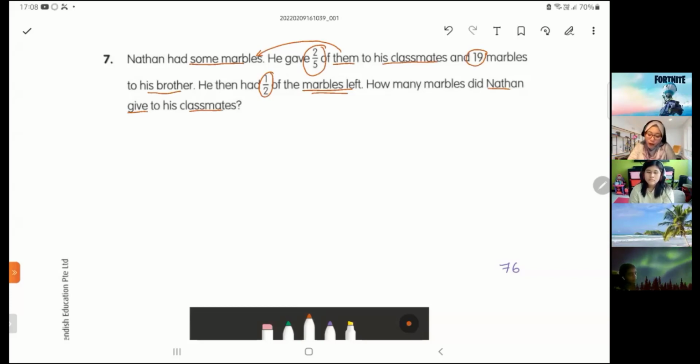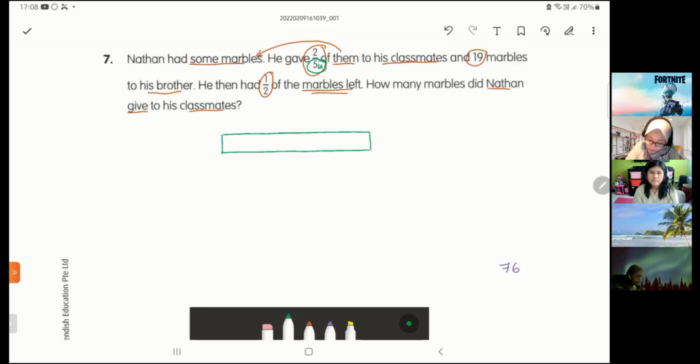Okay, what do I do? Let's start with drawing the model based on the first fraction. He gave 2/5 of them. So 2/5 of them means I'm going to draw the model based on 5 units. So let's draw 5 units. Make it big and clear so later on I can cut properly.